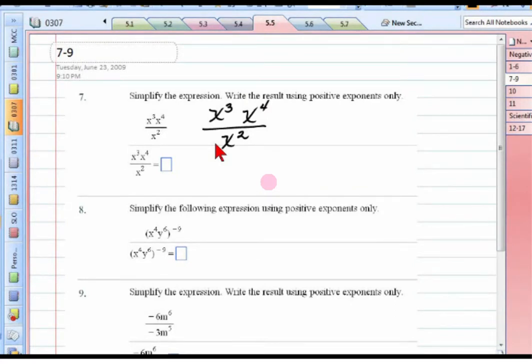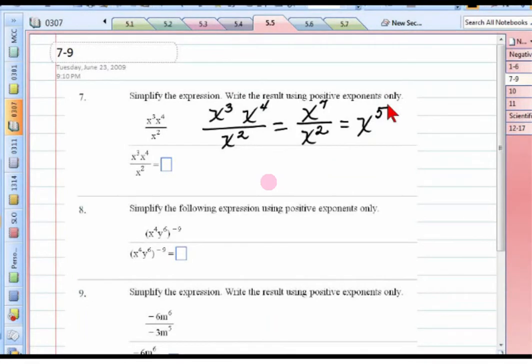Next in the list, product rule. Do I have a product of like bases? Yes. So I will use it. X to the third times x to the fourth gives me x to the seventh, and it's still over x to the second. So I didn't need the power rule. I used the product rule. How about the quotient rule? Yes, I have the quotient of like bases. So what do I do with those exponents? Subtract them. 7 minus 2 is 5.